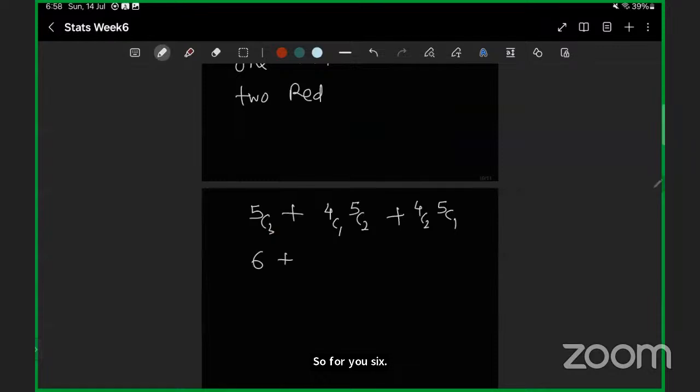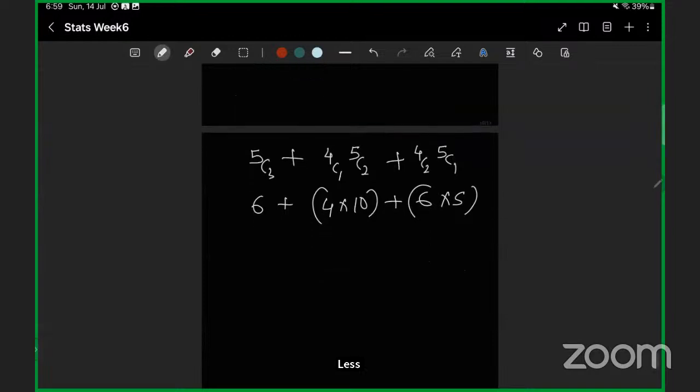This is going to be 6. This is going to be 4 into 10, plus this is going to be 4 into 12 by 2, 6. This is going to be 5. So this is 40 plus 30.